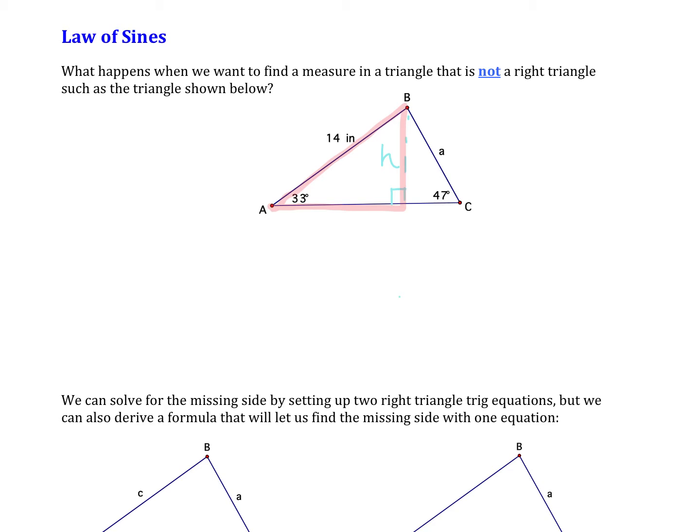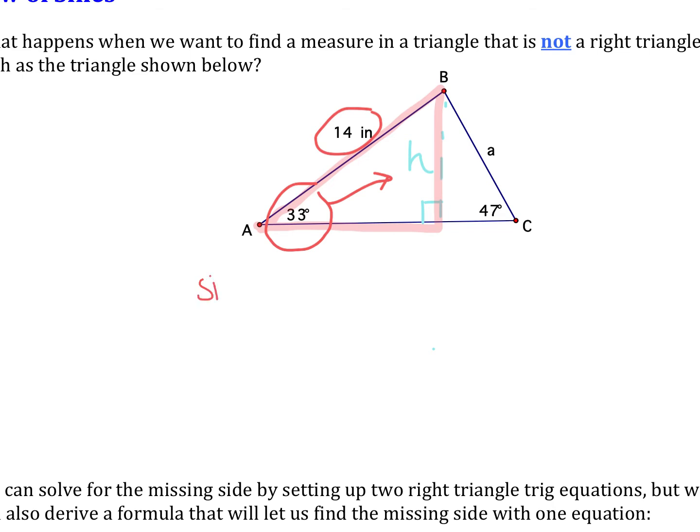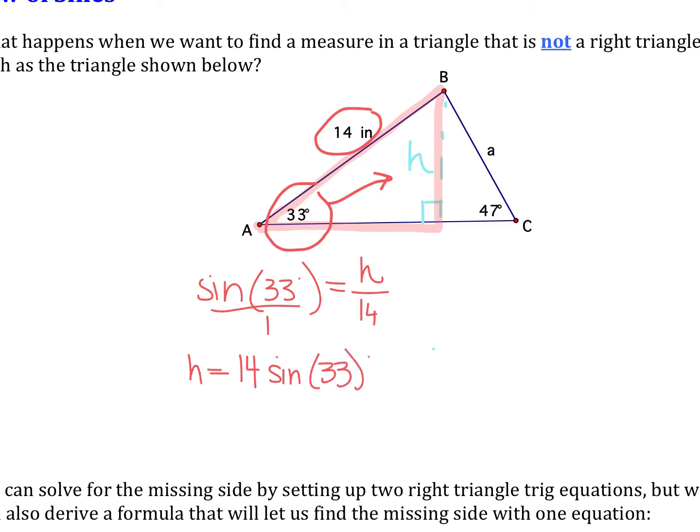So now we're going to have to figure out which trig function to use. Here's my angle, h is the opposite, 14 is the hypotenuse, that means I'm going to do sine. So sine of 33 degrees is going to equal opposite leg, h, over the hypotenuse 14. Put this over 1, cross multiply, we get h is equal to 14 times the sine of 33 degrees. Now, I'm not going to type that into my calculator because I'm going to have to use that right now to do the triangle that is on the right side.